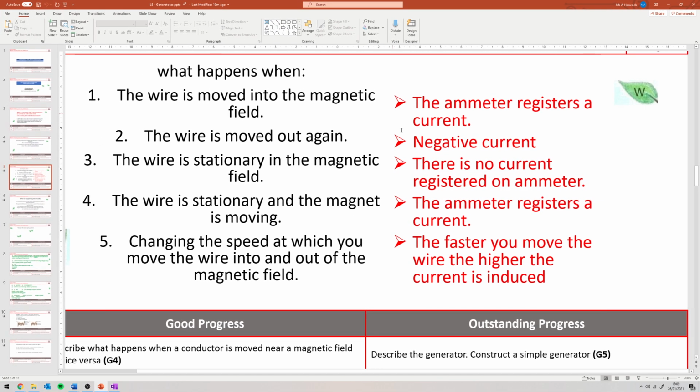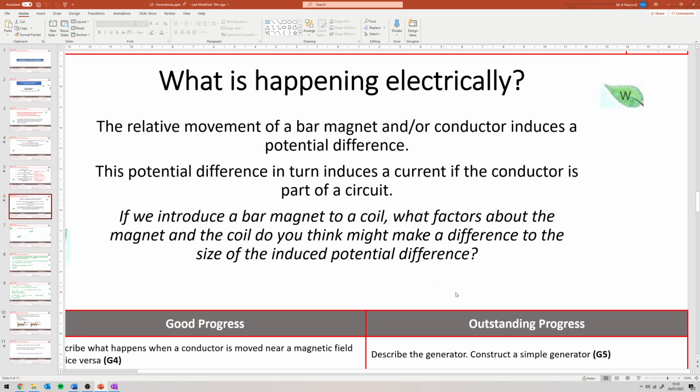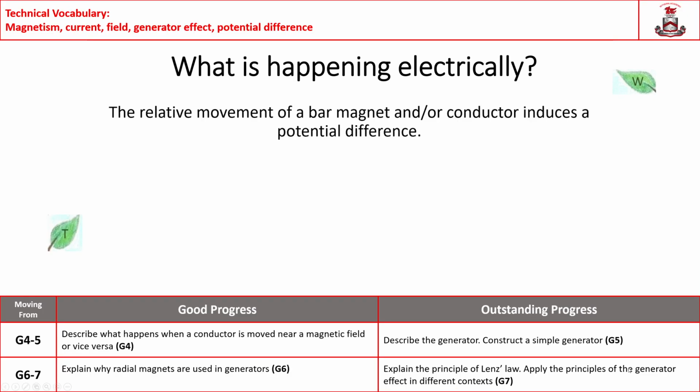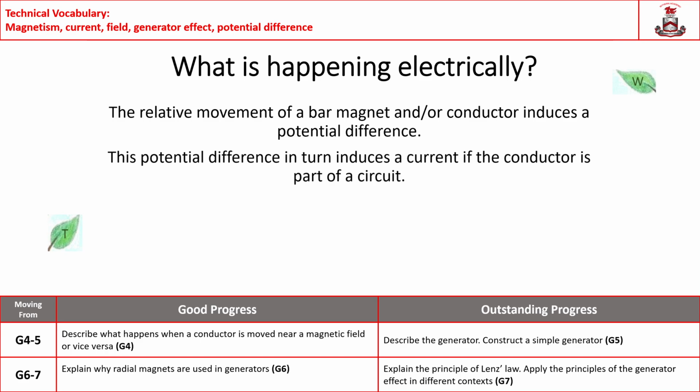So, here you go. The faster you move, the higher the current induced. Now, what is happening actually? The movement of the magnetic field across a conductor induces a potential difference, and the important thing is that the field lines have to cut through that conductor. Now, the potential difference makes a current flow if it is part of the circuit.